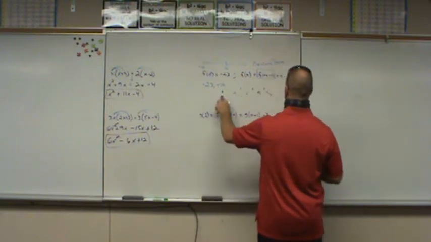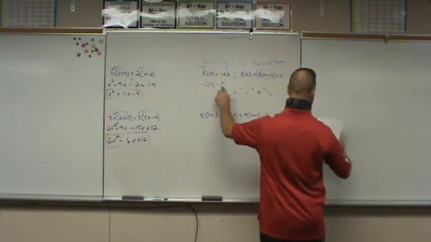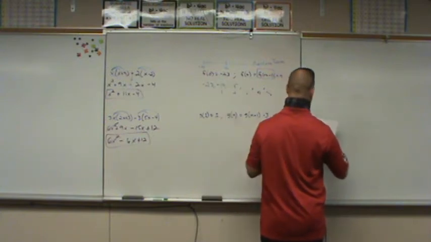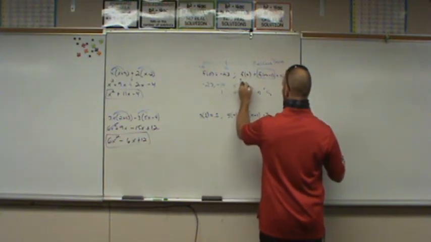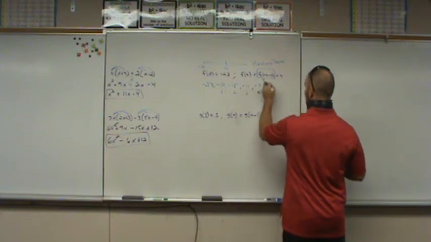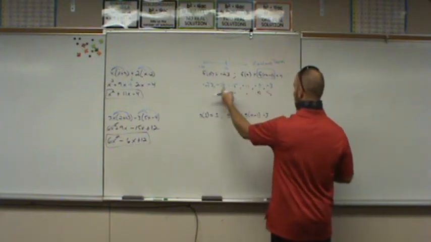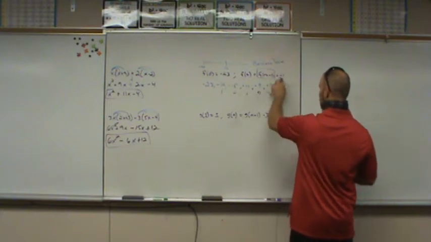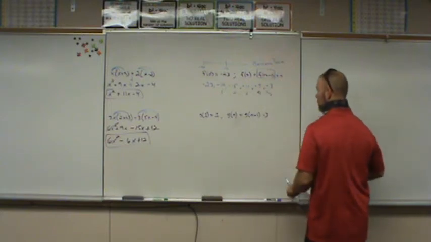So I got the first one, negative 19 plus 4. That should be negative 15. Negative 15 plus 4 should be negative 11. Negative 11 plus 4 should be negative 7. And then we should go negative 3. That's how we should keep going. All this is the previous term plus 4. Previous term plus 4. Previous term plus 4.